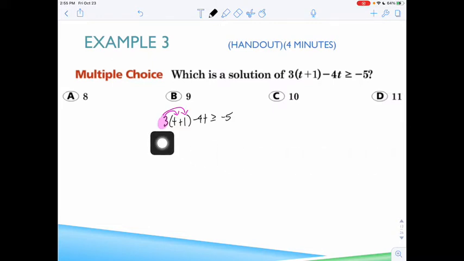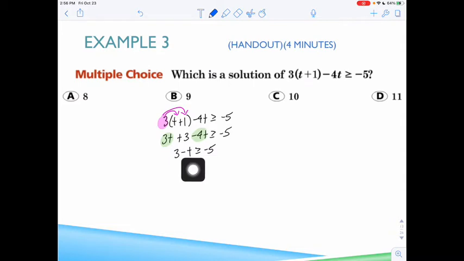The first step would be to distribute our 3 into the parentheses. So we have 3 times t and 3 times 1. The next step, after we get 3t plus 3 minus 4t is greater than or equal to negative 5, is to check for like terms. We do have a 3t and a minus 4t that we can combine on the left-hand side.